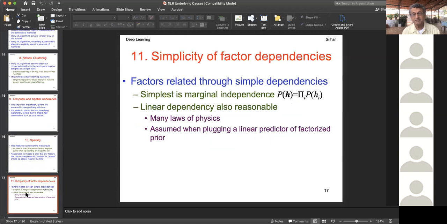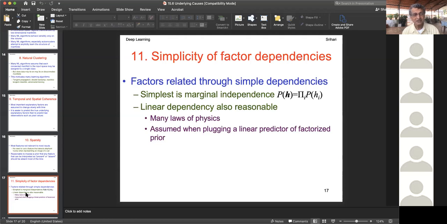And simplicity of dependencies, factors related through simple dependency. Simplest is marginal independence. So the probability distribution associated with that hidden vector H is nothing but the product over i of P of h_i. It says all the hidden units are independent of each other, which means the causal factors are all independent of each other. The joint probability is the product of the marginal probabilities. That's one possible assumption.